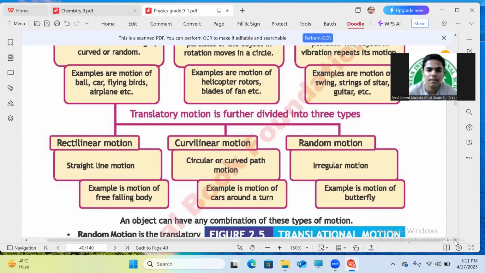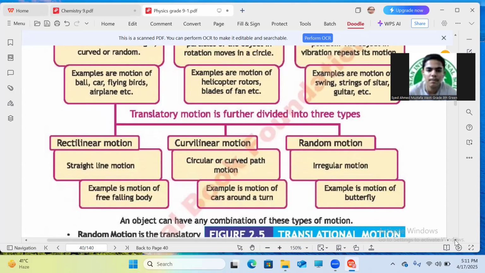More examples you can add to curvilinear motion. Firstly, you think what possible examples can you make for curvilinear motion, except from your text? Can you please repeat your question? Yes, I can repeat. What possible examples can you add to curvilinear motion? A car turning. Sorry, this example is given in the book.